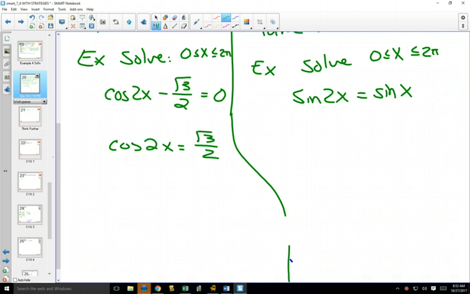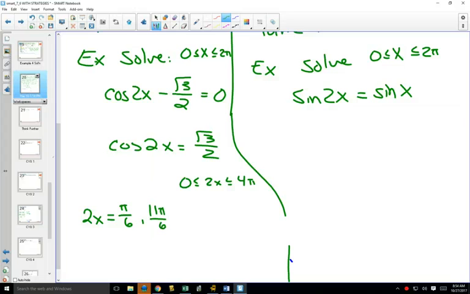What's the first thing we did? Change our domain. Since 1x is between 0 and 2 pi, that means that 2x would be between 0 and 4 pi. So for solving for 2x, we would have to go around the circle twice. So when is cos of an angle equal to root 3 over 2? What family? Pi over 6. Quadrant 1 and quadrant 4.